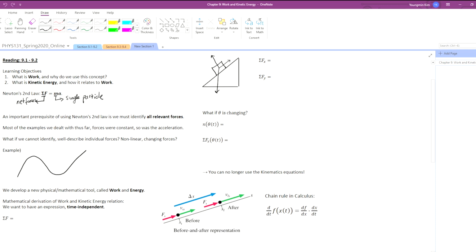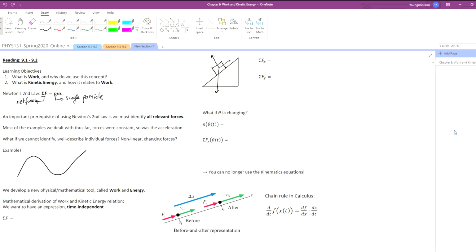But what if we enlarge the context a little bit? What if we cannot identify or well describe individual forces? What if the forces given are nonlinear or changing forces? Well, what do you do in that situation? So we're going to gradually expand our toolbox here, and just keep that in the back of your mind. That's kind of the motivation for why we want to develop a new tool called work and energy.